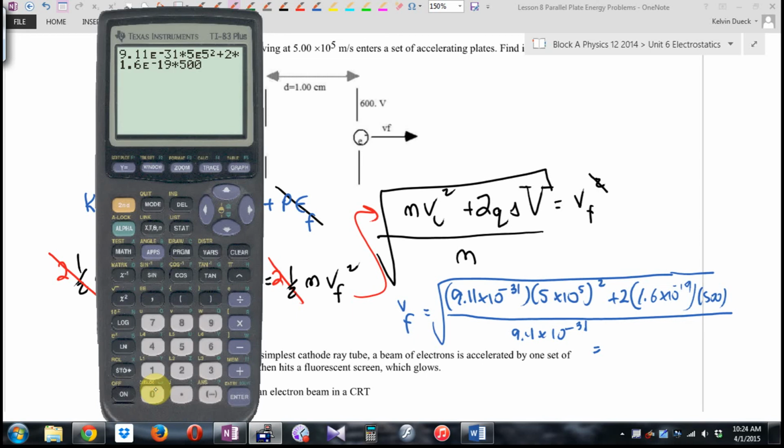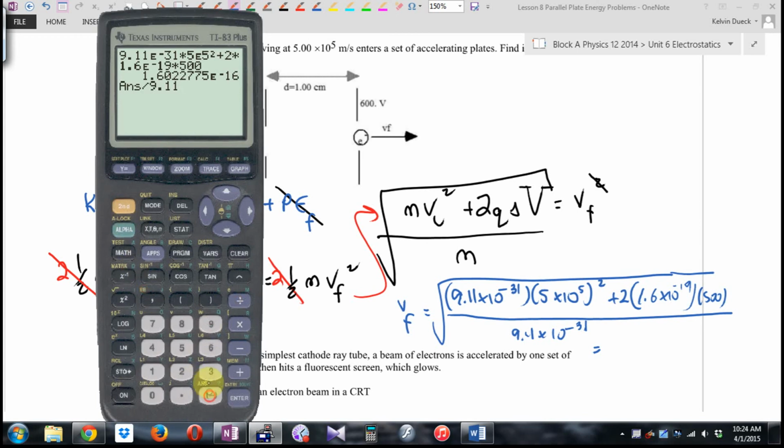5.7 times 2 times 1.6, divided by 9.11. Oops, that would have been a problem. Square root. Do you get that? Or am I wrong?